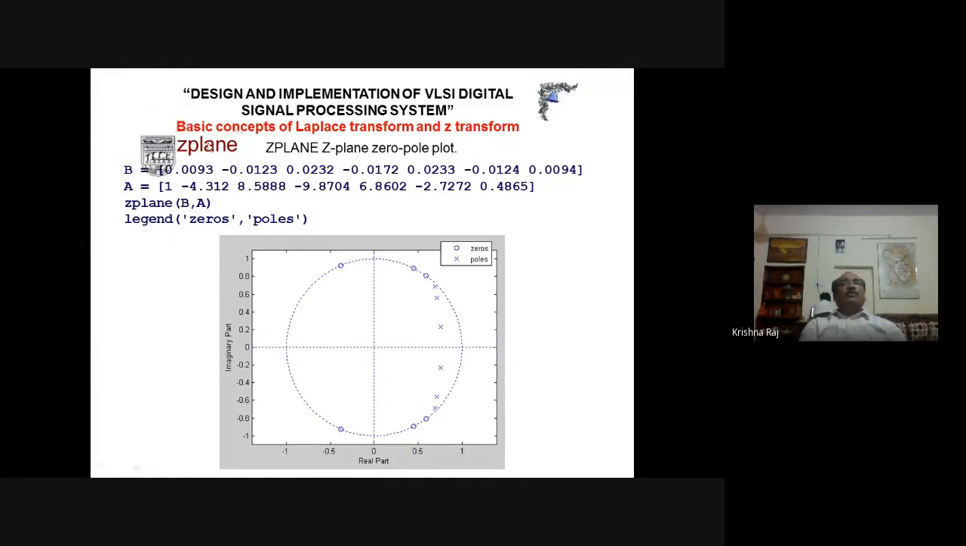As we are trying to draw the pole zero plot in the Z plane, we will write here zplane(B, A). That is B comma A, like plot X comma Y. It means here we will describe the B matrix and the A matrix and list zeros and poles, as we have described in the previous case.